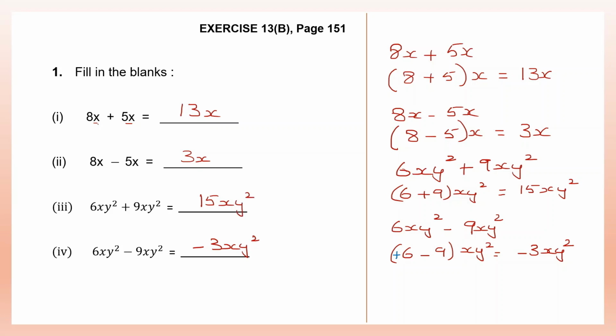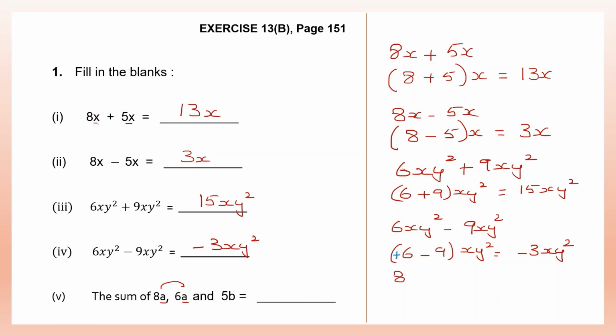The next one, the sum of 8a, 6a and 5b. Now look out for the like terms. Like terms are 8a and 6a. So I can only add these two. I cannot add 5b because b is a different literal coefficient. So it becomes an unlike term when compared to these.